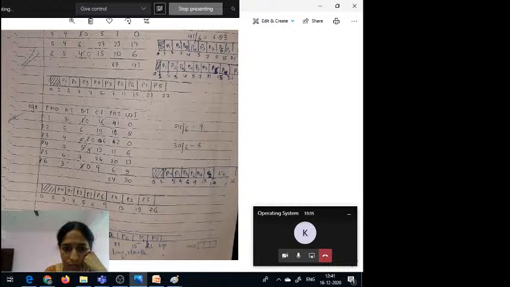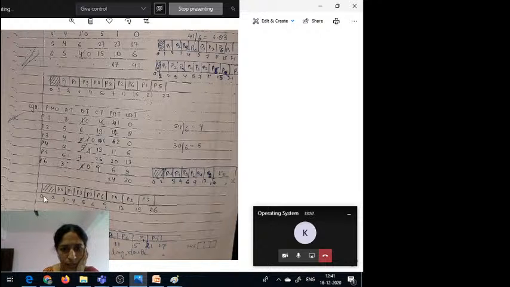Now this is another question. Observe here: P1, these are the 6 processes. Arrival timings are these, and burst timings are these. Now coming to here, it's the second millisecond. That means you can observe here 2 3 5 4 3 2.